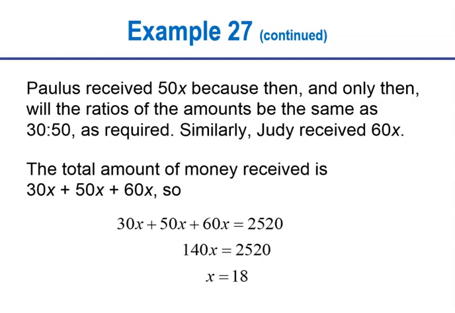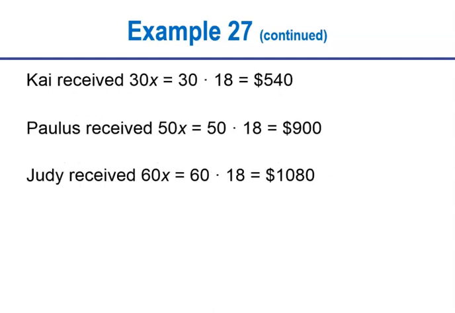And then you would go back and plug in. Again, 30 times the 18 is 540 for Kai. 18 times the 50 is 900 for Paulus. And then Judy is 60 times 18 is 1,080. And remind me, what should that add up to be? The original amount of money, which was 2,520.